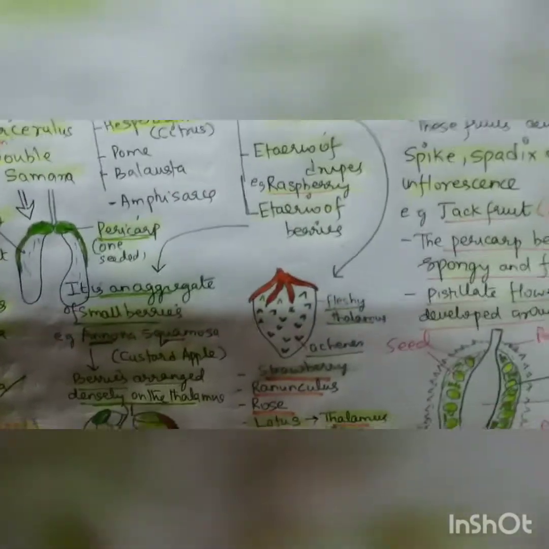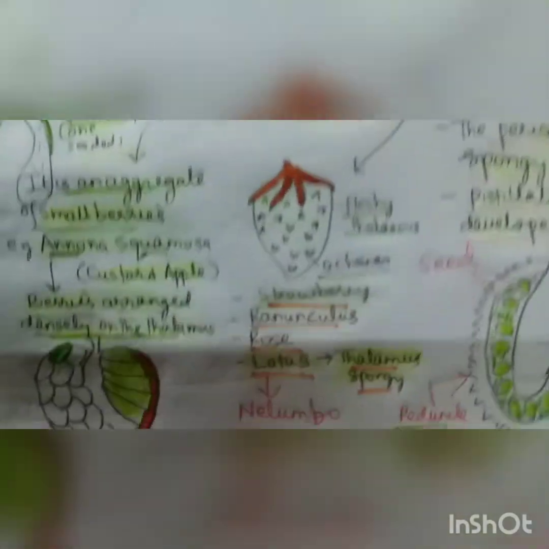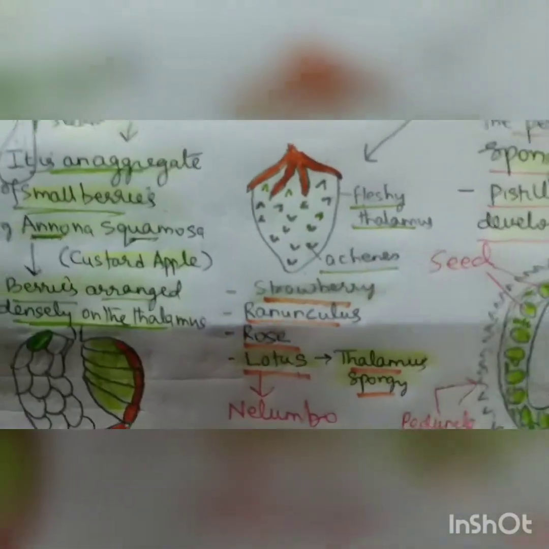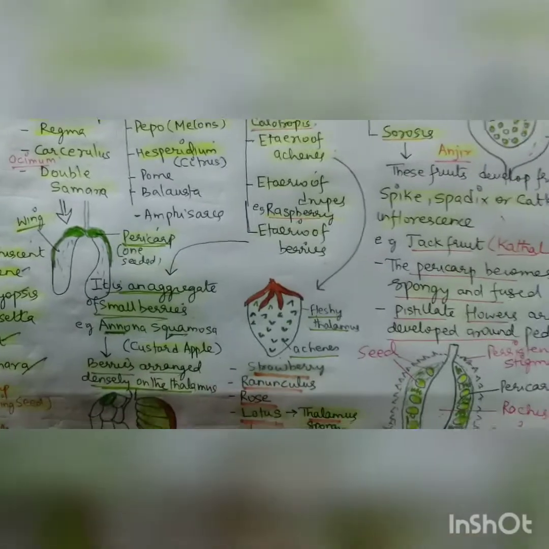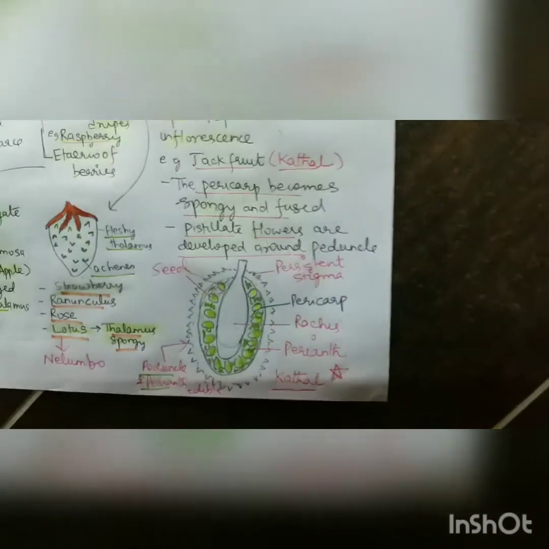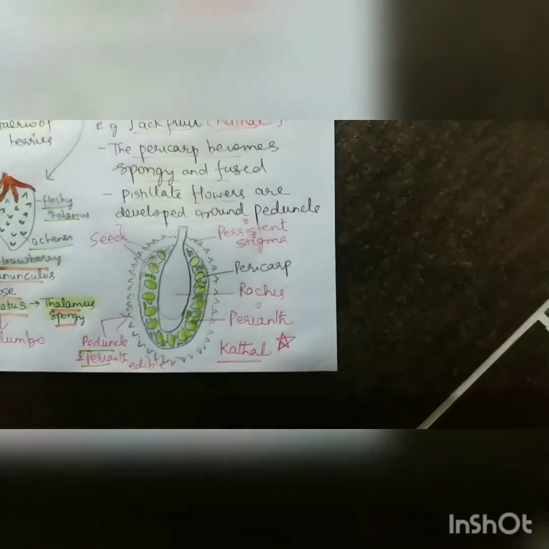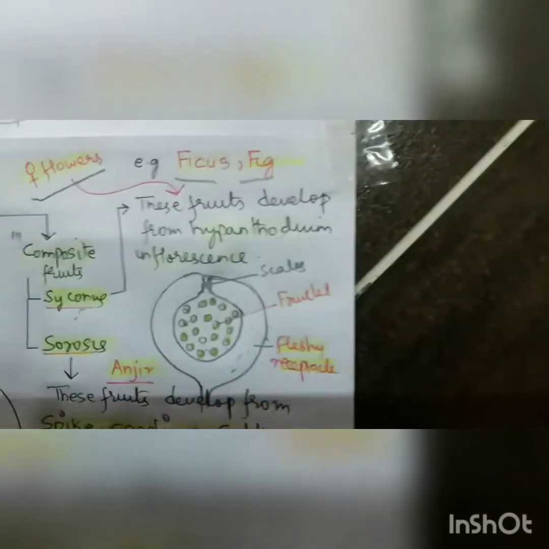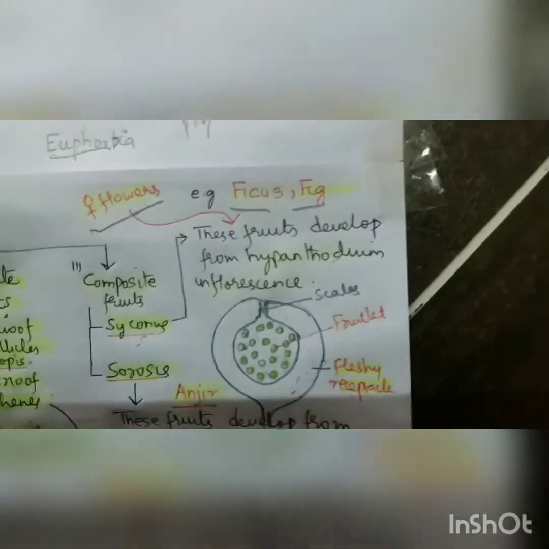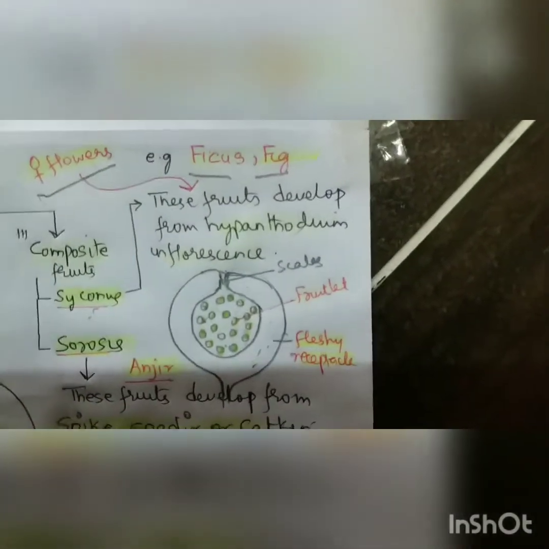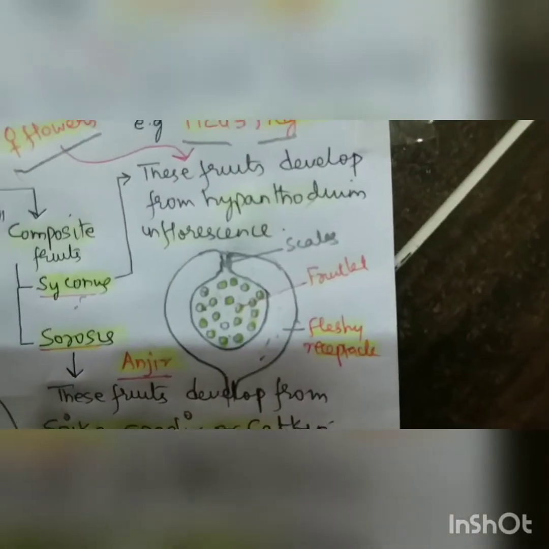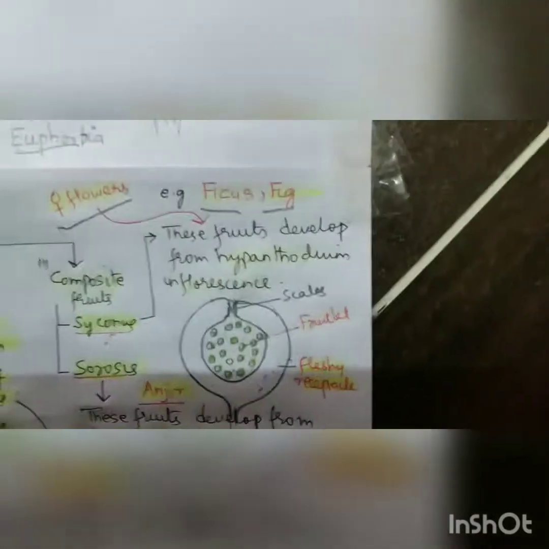So besides this, the other important points we did today: the strawberry, the fruit which we eat every day, is an etaerio of achenes. Then we did the jackfruit, kathal, which has a fruit called sorosis. Then anjeer we eat every day. We eat the female flowers in the inflorescence hypanthodium, and this is also very important.